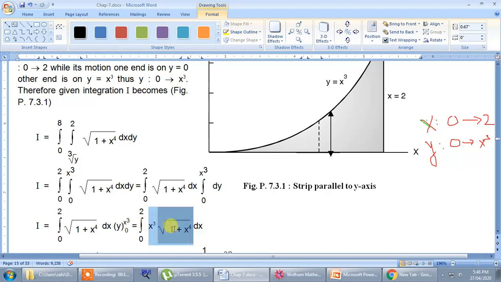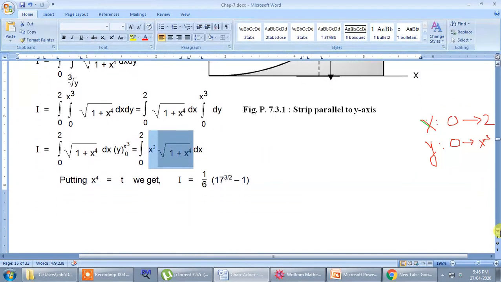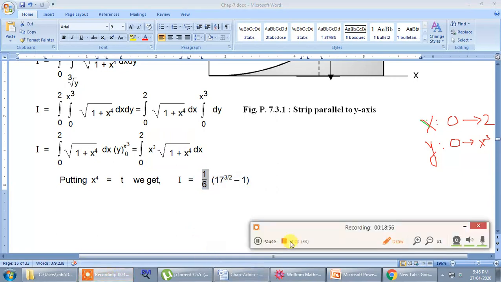This integration is your ordinary integration. It can be very easily integrated by putting either x raised to 4 equal to t, or by putting 1 plus x raised to 4 equal to t. Both substitutions are correct. In that case we get simply under root of t, and the integration of under root of t is t raised to half plus 1, that is 3 by 2, divided by 3 by 2. So we get t raised to 3 by 2 divided by 3 by 2. Put the upper limit and lower limit, and you get this answer. I hope you got the concept of evaluation of double integration from the first problem.